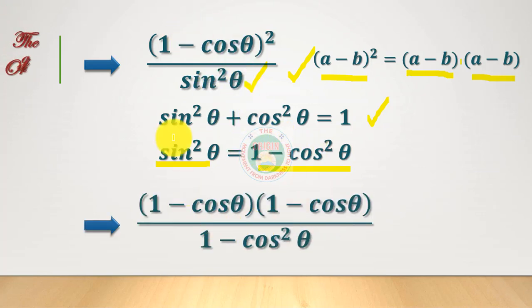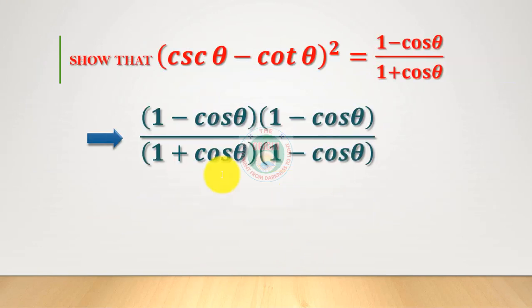That is numerator a minus b whole square equal to a minus b into a minus b, that is 1 minus cos theta into 1 minus cos theta, by sin square theta, which is 1 minus cos square theta. If you imagine that it is 1 square minus cos square theta, that is a square minus b square form. A square minus b square is what? A plus b into a minus b. That is 1 plus cos theta into 1 minus cos theta. The denominator converted into 1 plus cos theta into 1 minus cos theta.